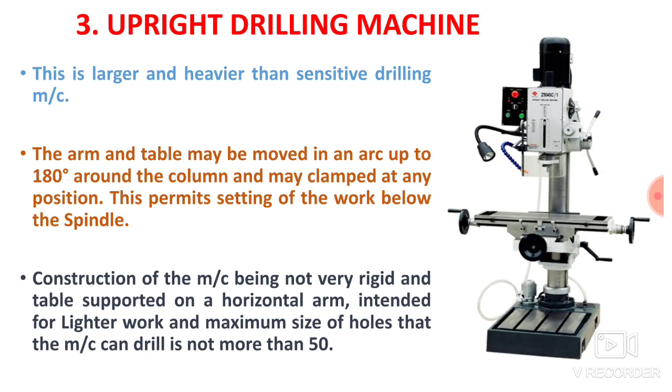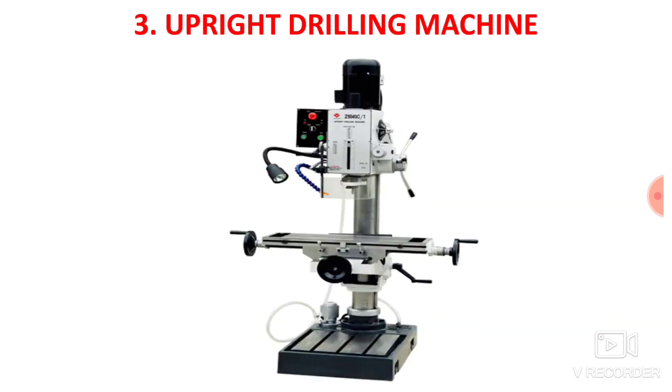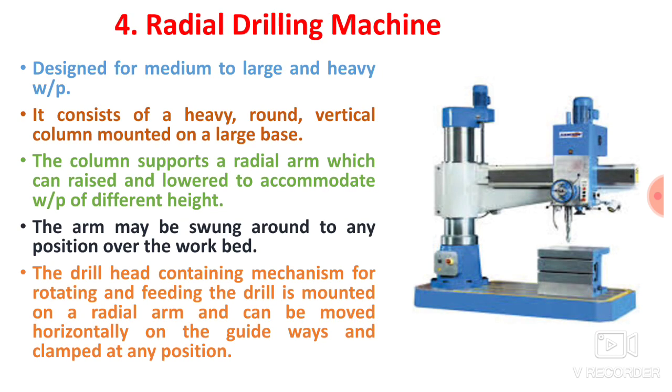The third type, that is upright drilling machine. So this is larger and heavier than sensitive drilling machine, and you can rotate the table of the machine at any angle, and you can rotate the mechanism of drilling at any angle. The next type, that is radial drilling machine. This is basically used for heavy duty work. So the mechanism is supported over the column, and that mechanism you can rotate along that column, and hence it is known as radial drilling machine.